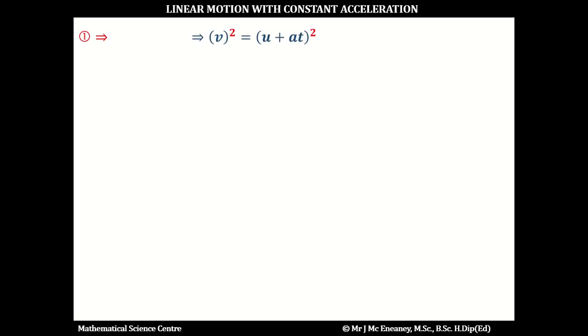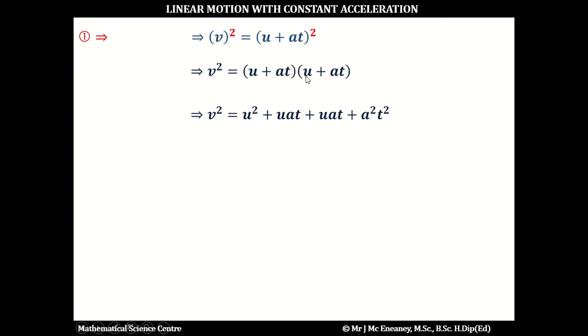Now finally, using equation number 1, if we square both sides, v equals u plus at, and squaring both sides, v squared is (u plus at) squared. That just means v squared is (u plus at) times (u plus at). If we multiply this out, u by u gives u squared, u by at gives uat, again uat, and at by at gives a squared t squared. If we add the two terms in the middle, v squared is u squared plus 2uat plus a squared t squared.